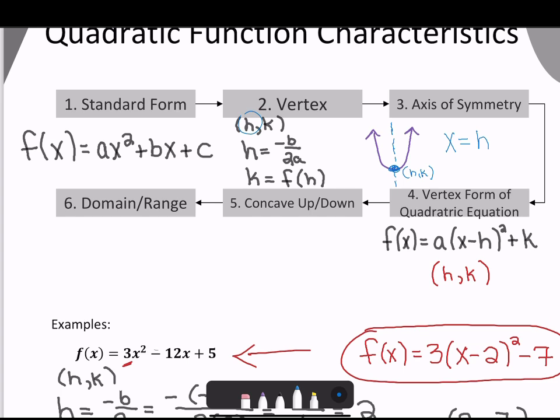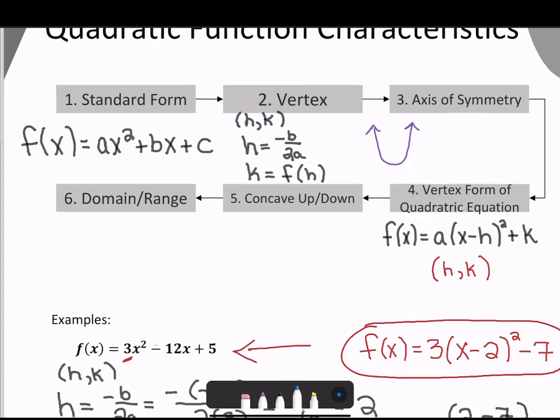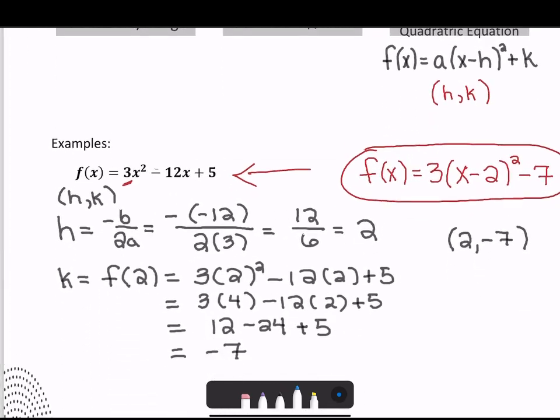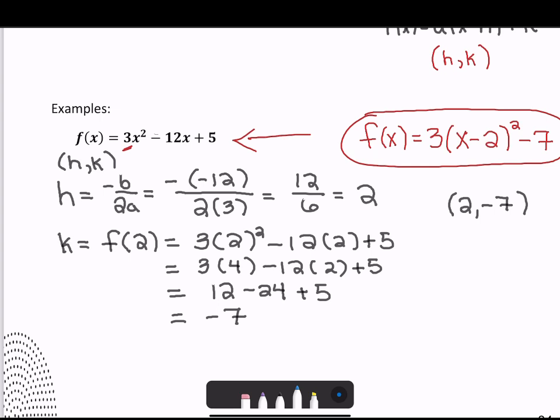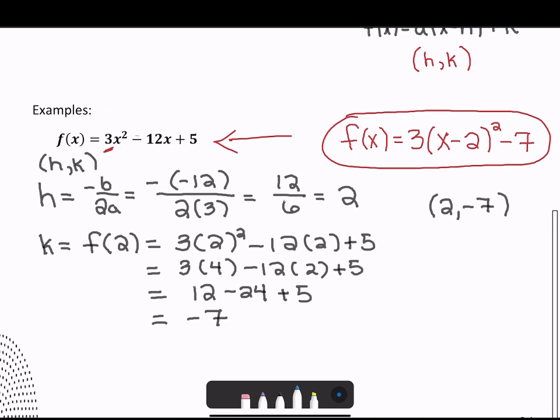Again, this is the generic form. So let me go down to the example. So in this particular parabola, my axis of symmetry will be x equals 2. That's all I have to write, because it's always going to be the H. Okay?